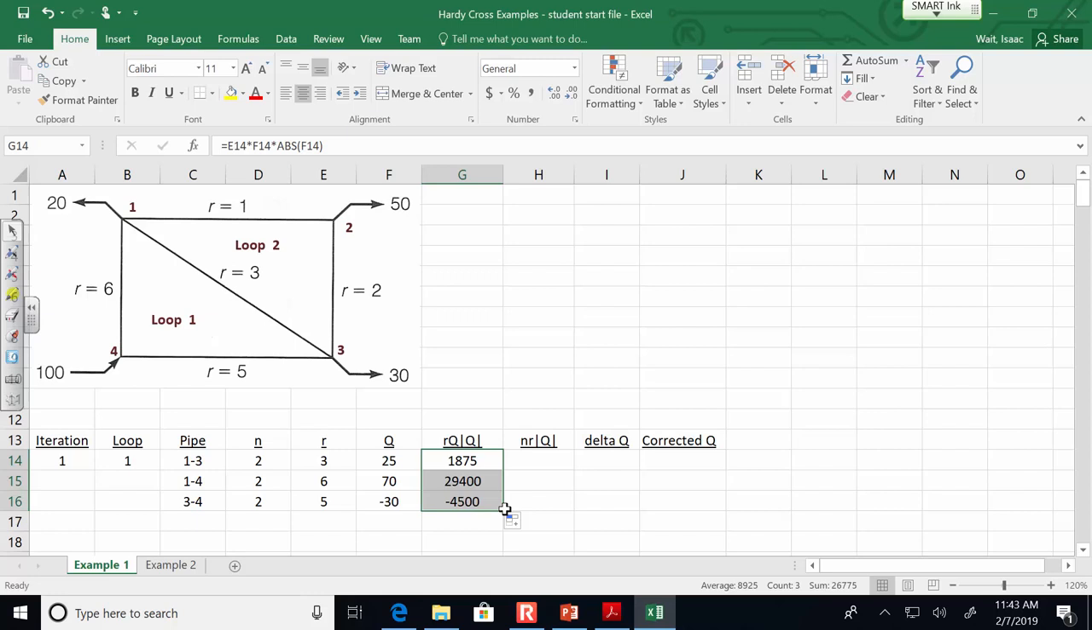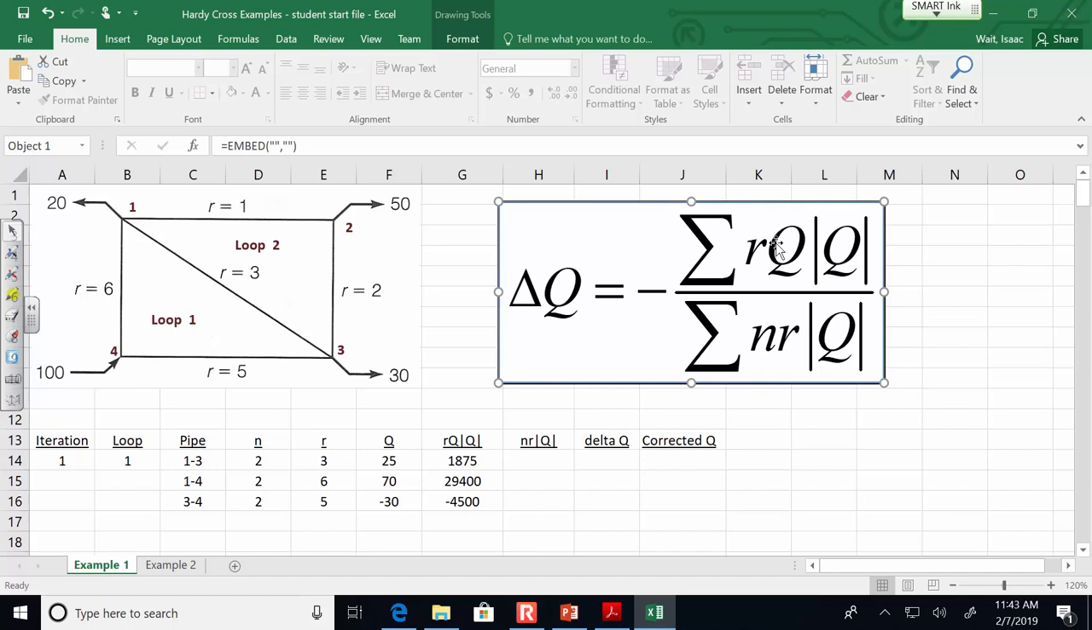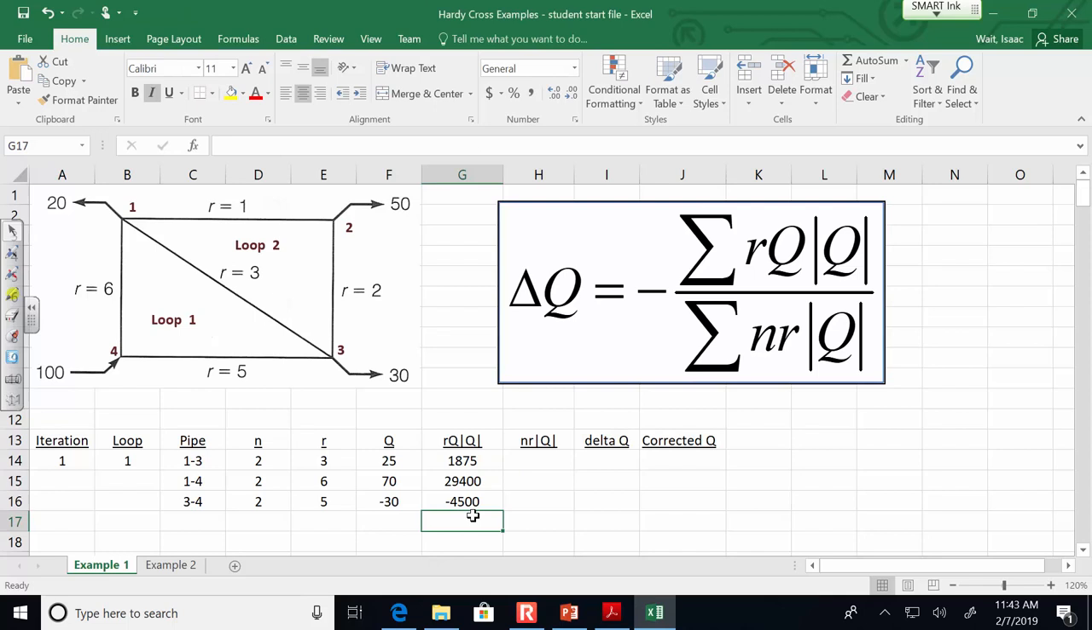And then you can drag that formula down to apply it to the other cells and get the applicable values for each of them. If we look at this formula here, this is kind of the magic formula that makes everything happen. You notice that we want the sum of R times Q times absolute value of Q. So let's add that up, the sum of those three numbers. Does anybody have questions?